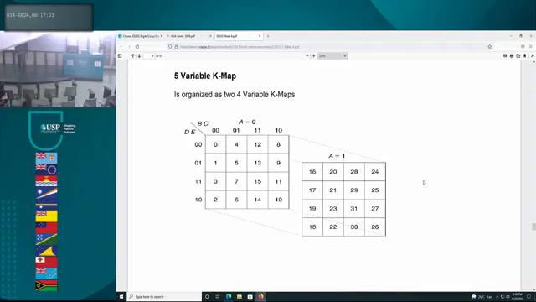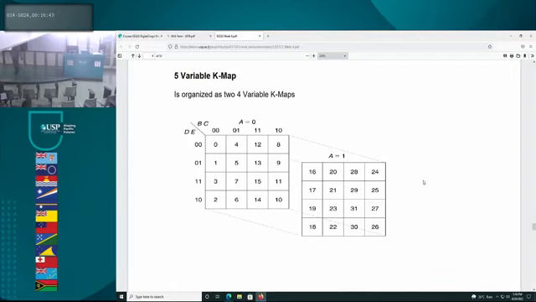So, right now we've done 3 variables. What does 3 variables mean? There are 3 inputs. We've done 4 variables, which means 4 inputs. This is a 5-variable Karnaugh map. Now, what is the number of cells? Remember I mentioned this early on. The number of cells is equal to 2 to the power of the number of inputs. So for a 3-variable Karnaugh map, 2 to the power of 3 gives 8 cells. 4-variable, 2 to the power of 4, 16 cells. 5-variable, 2 to the power of 5, 32 cells.